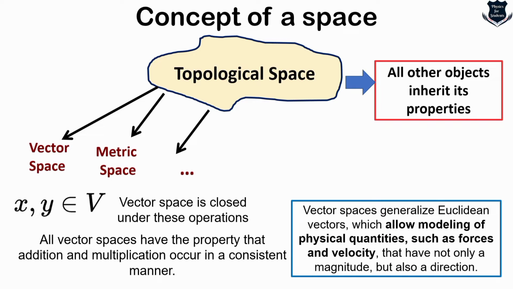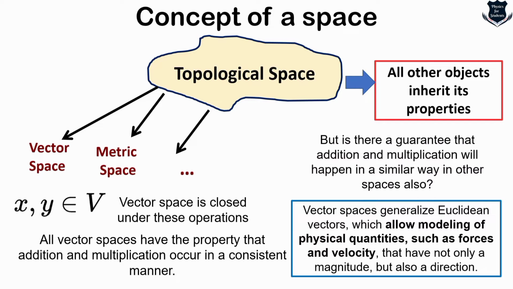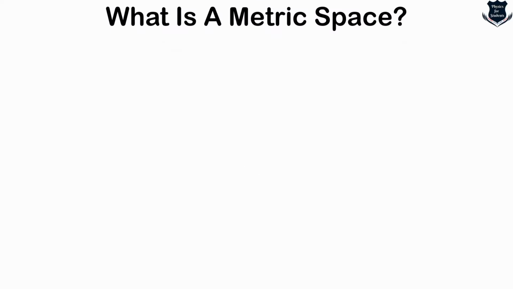So vector spaces generalize the concept of Euclidean space, which gives us an easy way to model physical quantities such as forces and velocity, that have not only magnitude but also direction. But the question that arises now in our mind is, is there a guarantee that addition and multiplication will happen in a similar way if we move out from vector space and zoom out to another space? Let us look into the next part of the video.